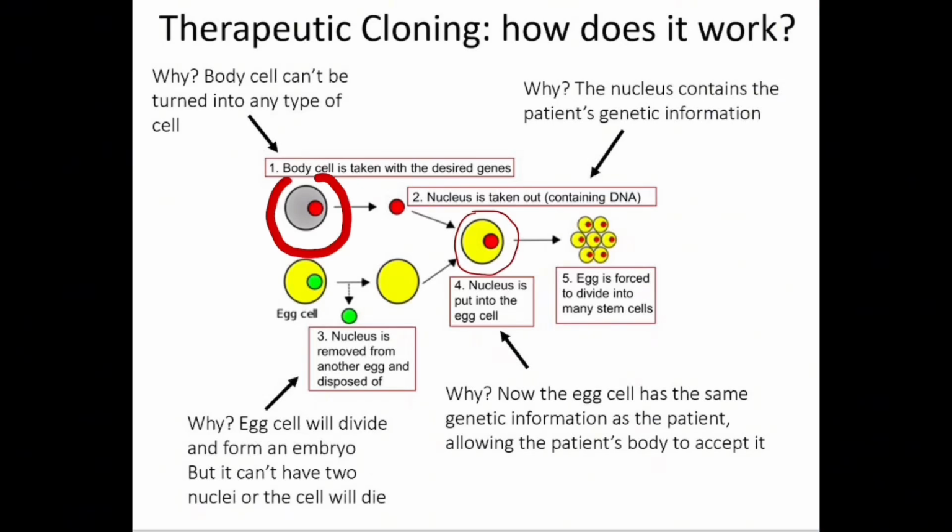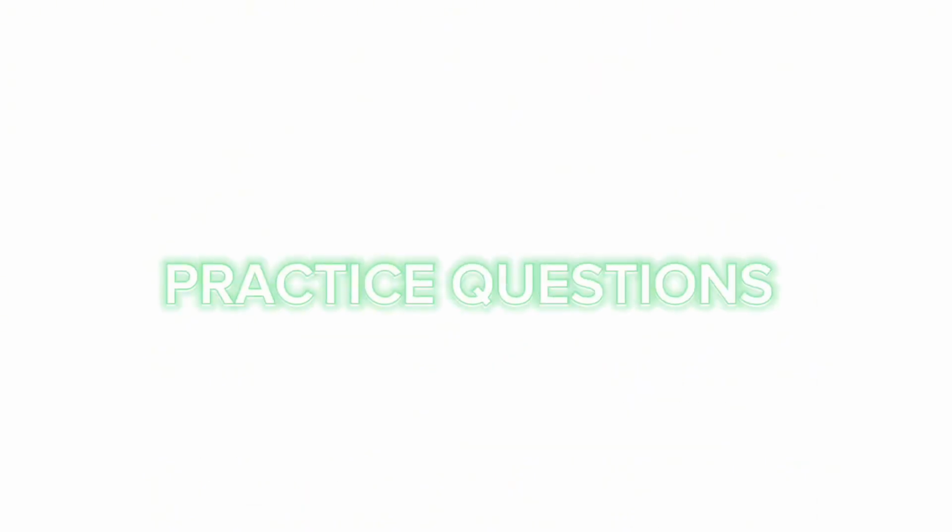So you may be asked in your exam to explain how it works, and this is a step-by-step process. What I would advise you to do is write down each of the steps from 1 to 5. If you want to use diagrams, that's perfectly fine. It's good to remember using diagrams, but this is what you need to know. Now I'm going to go through a series of exam questions based on therapeutic cloning.